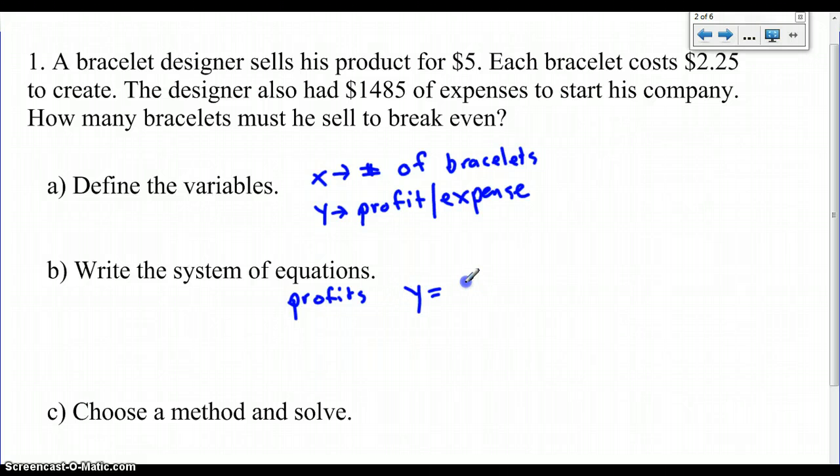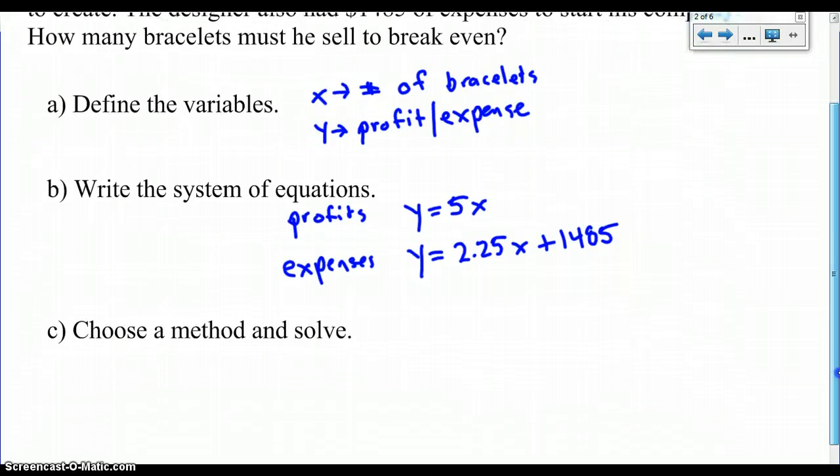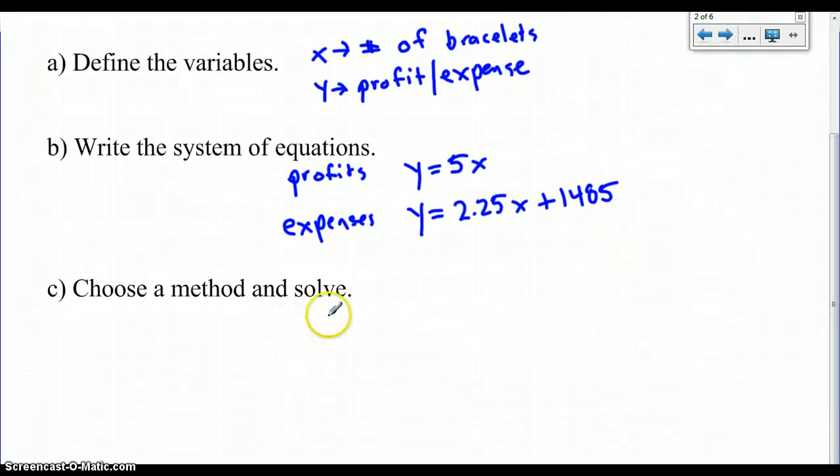First, let's talk about profits. y equals, well, we're selling each bracelet for $5. Everything else that's listed is an expense. We're going to list those things here. So our expenses would be y equals $2.25 per bracelet, but there was also an initial expense of $1,485. What I'm going to use on this one is substitution because it's already set up to say y equals 5x and y equals 2.25x plus 1485.